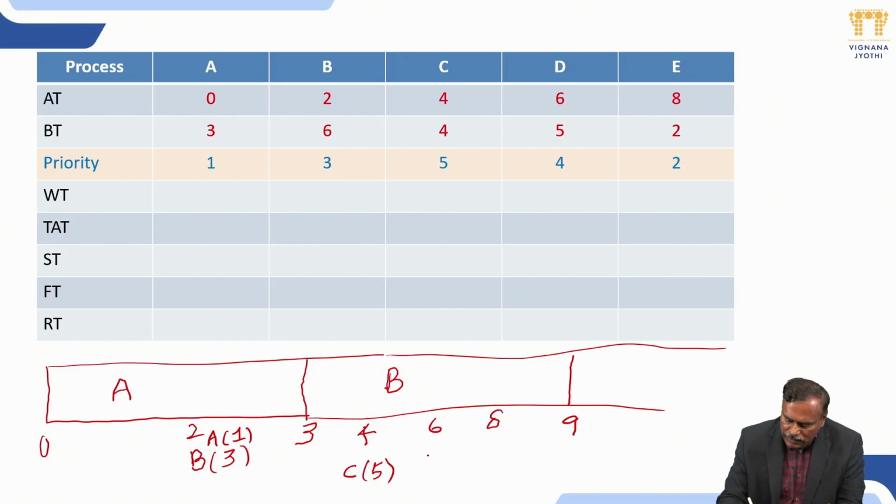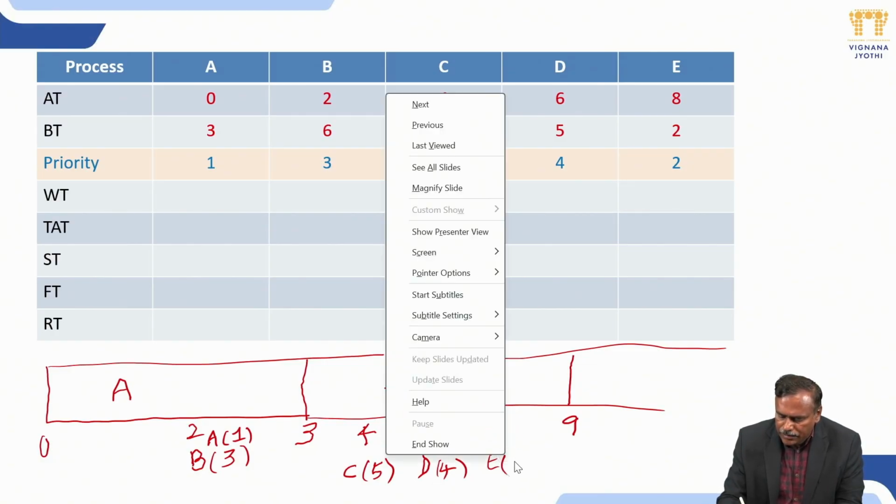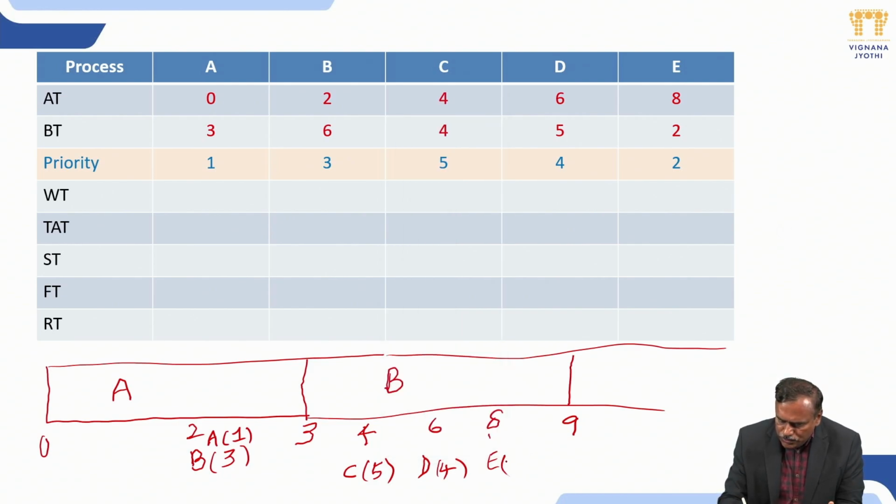At the 6th interval D has entered, whose priority is 4. At the 8th interval, one more process has entered. Its priority is 2. You know the lowest number indicates the highest priority.